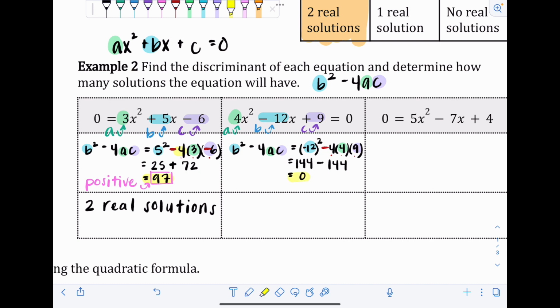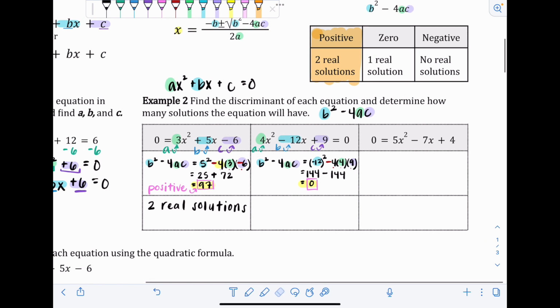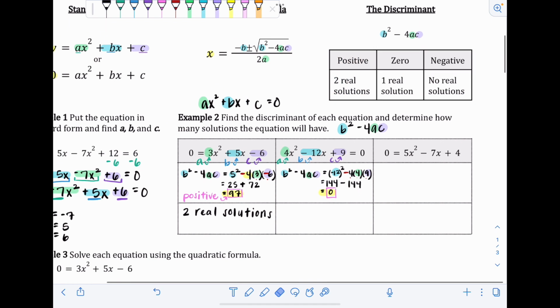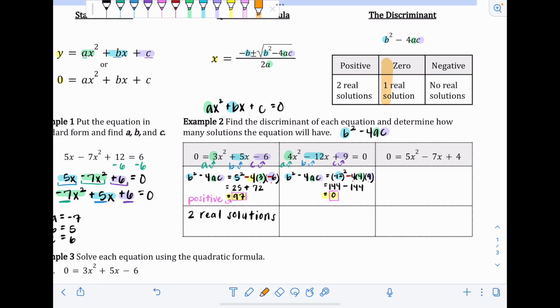So we found our discriminant. This time it was 0. So then I go back up to this table about what each outcome of the discriminant means. Because I got 0, that means I have 1 real solution.